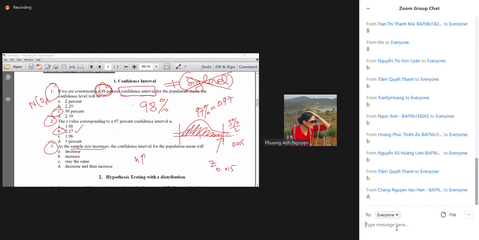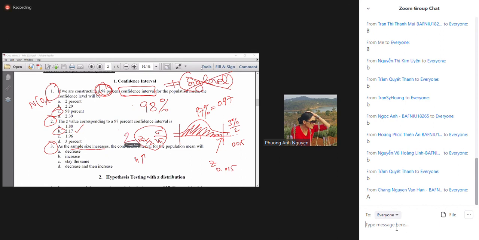Sample size increases. You can guess it intuitively, or you refer to the formula, because you know that the confidence interval is x bar plus minus z alpha over 2 times sigma over root n, something like this. Sometimes you need to refer to this, and the length will be twice this quantity. Length is the maximum minus the minimum, so the length will be twice that value.